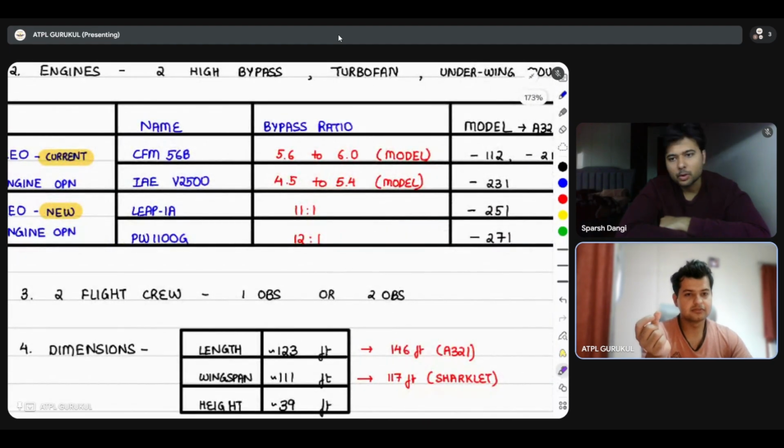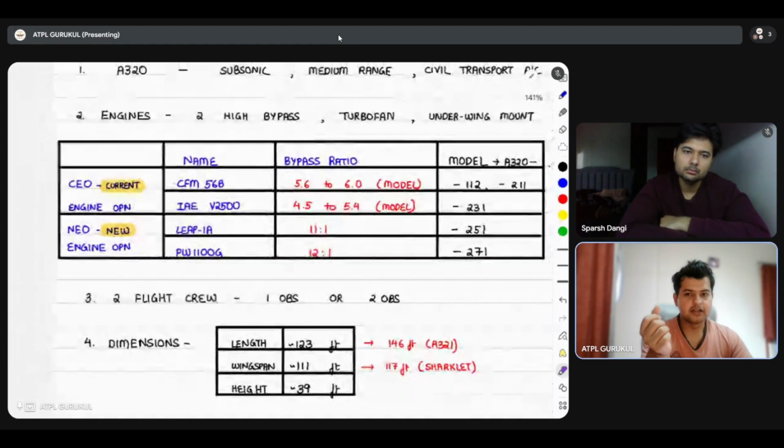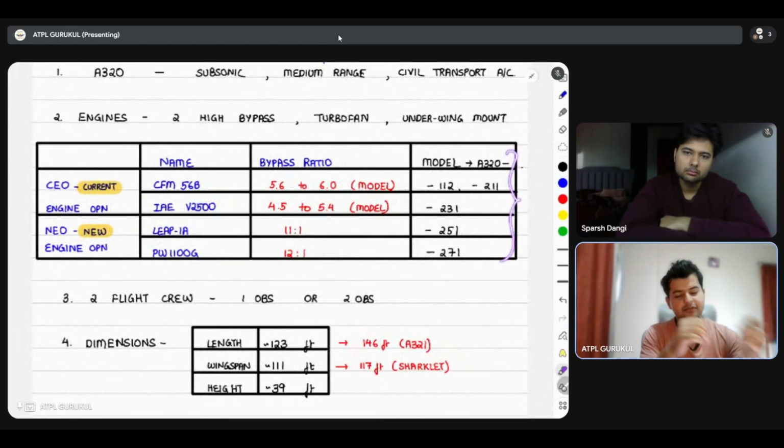Any doubts? I don't think the aircraft models and the numbers will confuse you any further.